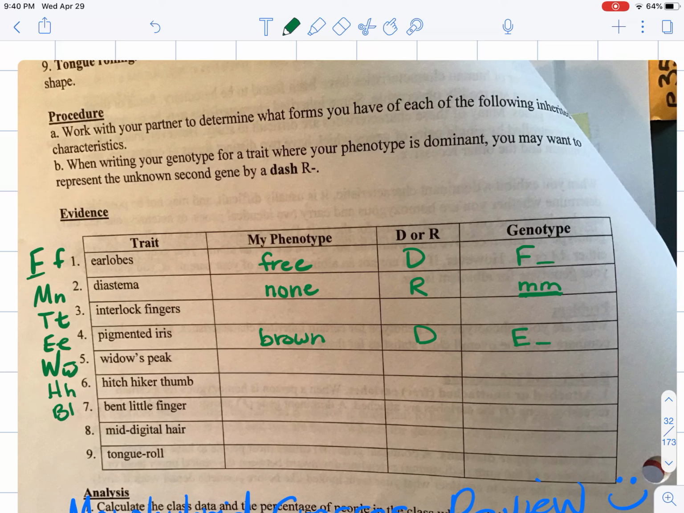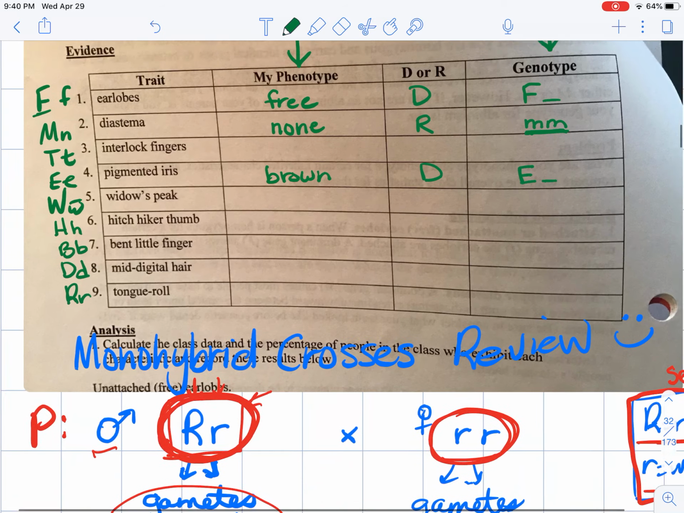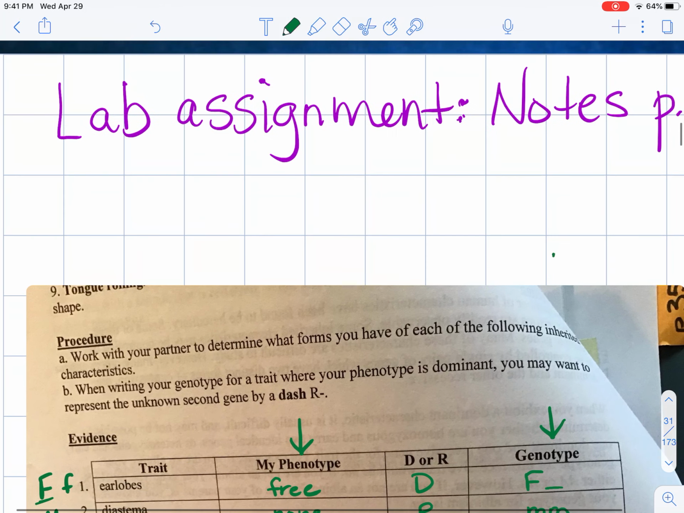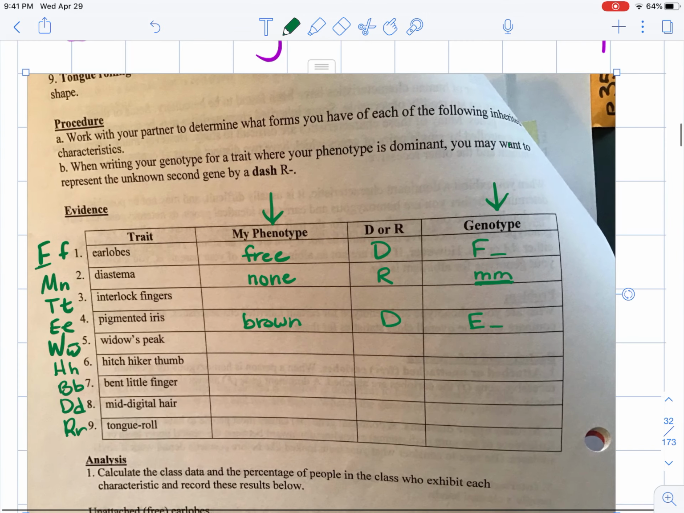Okay, so I've given you some examples of how to work with these, and I'm hoping that you can read the information and check out your genotypes. You know those by checking out how you present physically for each of these 9 traits, and then determining whether you're dominant or recessive, you can figure out your genotype. And so I look forward to hearing back from you on that assignment.